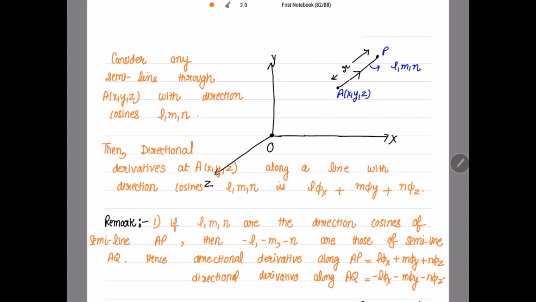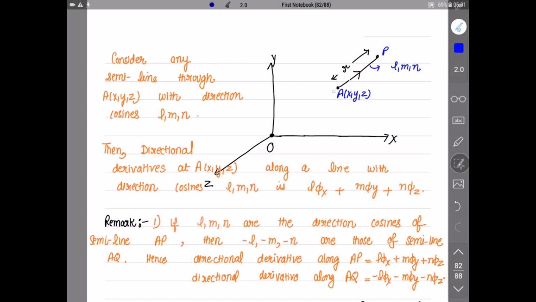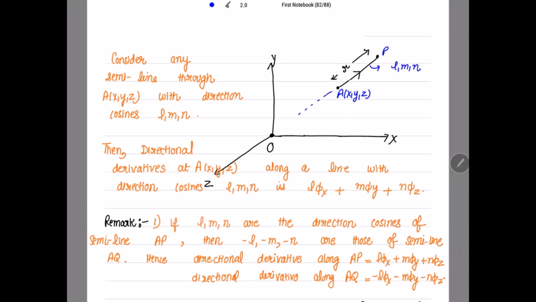Now the remark: if L, M, N are the direction cosines of the semiline AP, then if I take another point Q, exactly opposite to that of P and at an equal distance, then what are the direction cosines for the line AQ? Here the direction cosines are minus L, minus M, minus N. So let's read the remark. If L, M, N are the direction cosines of the semiline AP, then minus L, minus M, minus N are those of the semiline AQ.